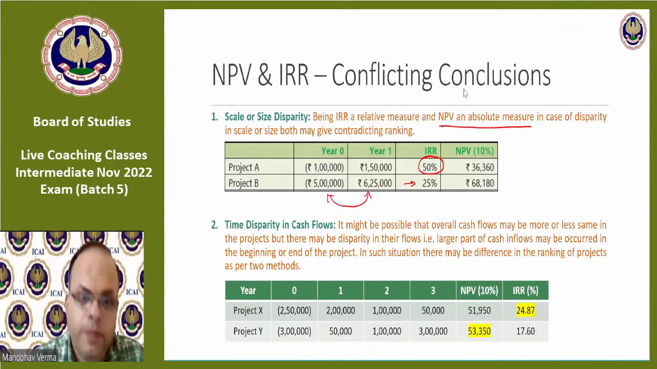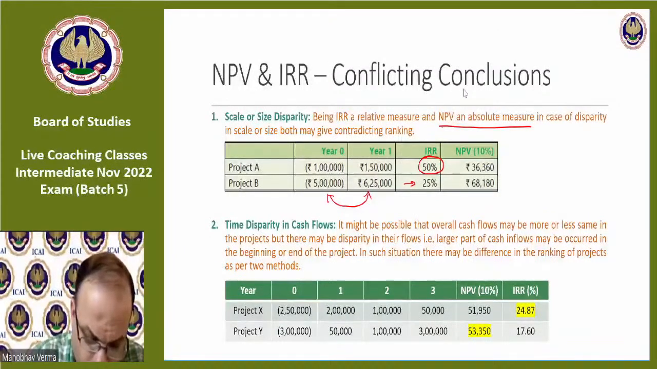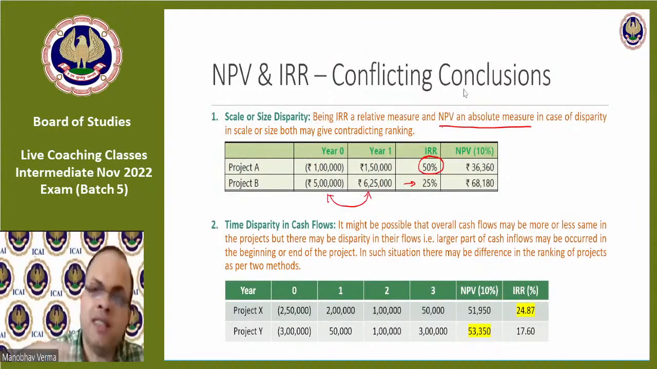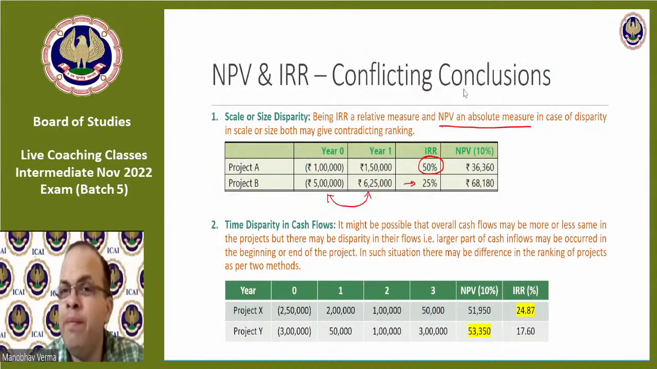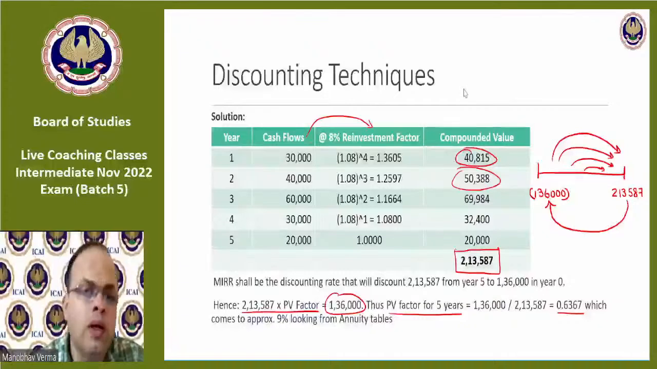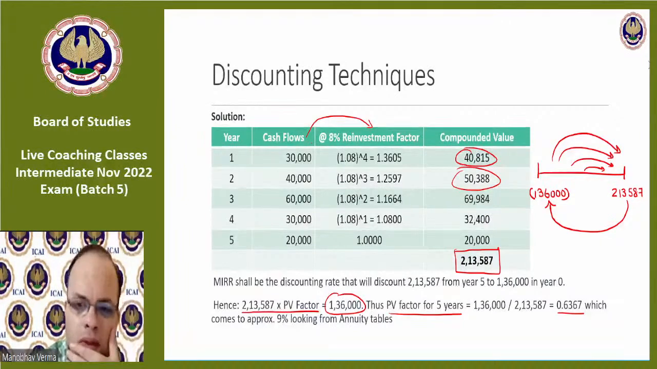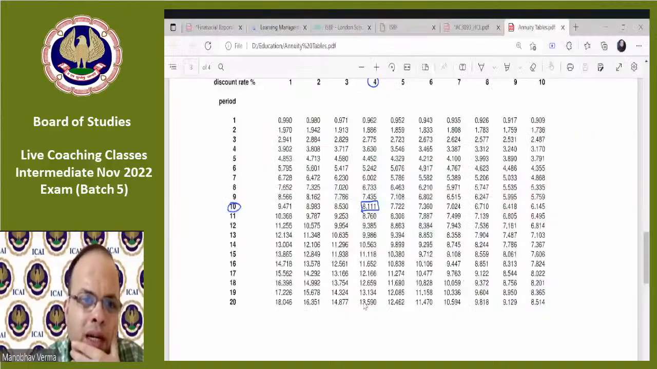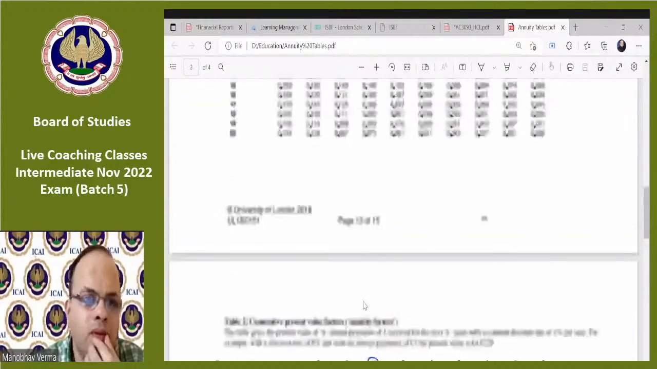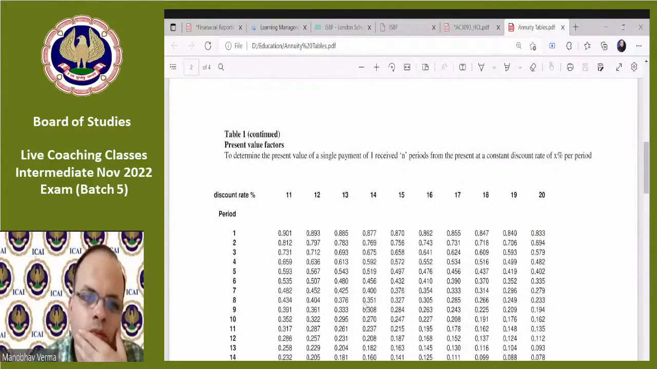Okay, looking at the responses, Hiral has a question, coming from the last slide: how we got 9%. Hiral, did you try to look at the annuity table for 5 years? Did you actually do that? For 0.6367? If not, I think you should do that, right? Did you try to do that?